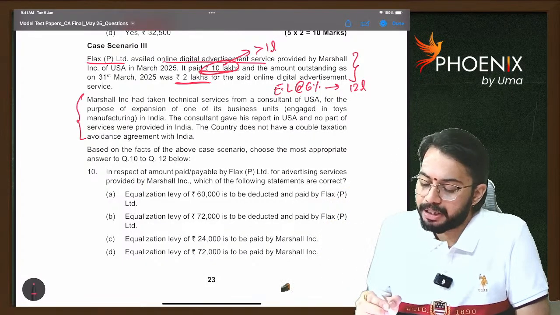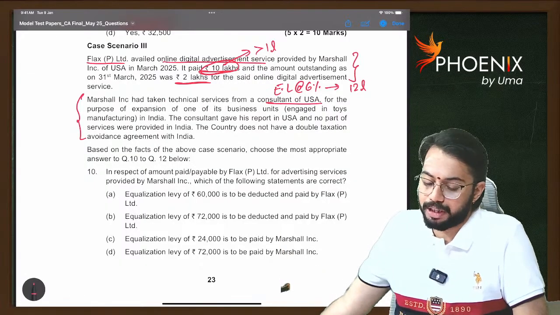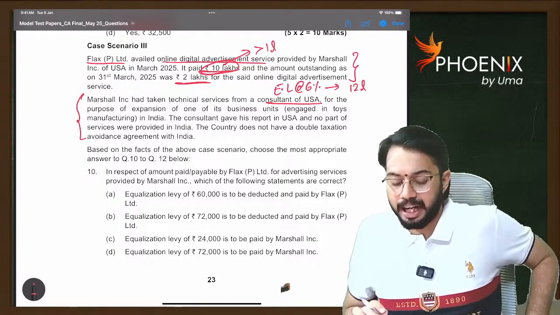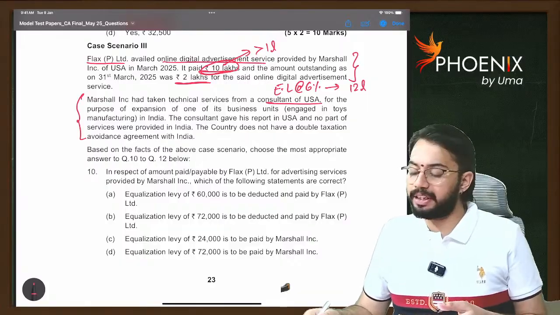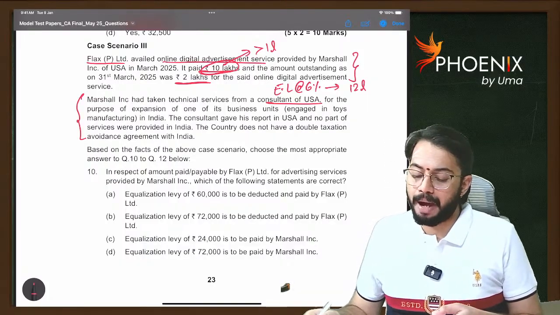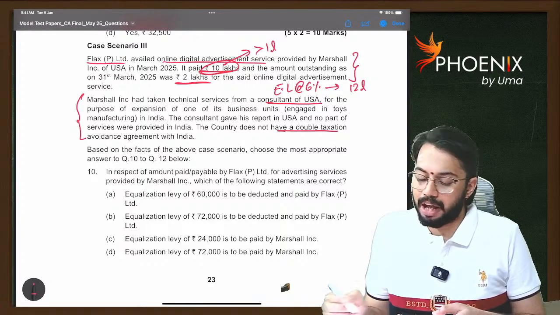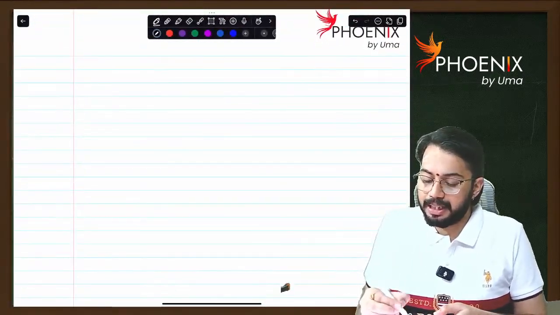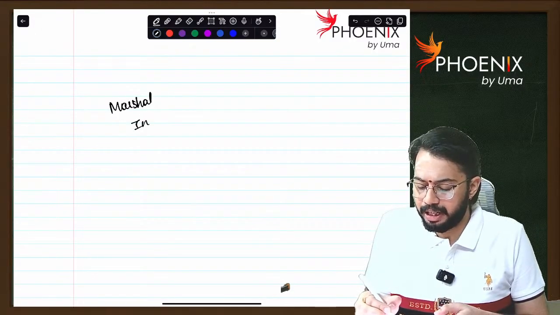Next, Marshall Inc. had taken technical services from a consultant of USA for the purpose of expansion of one of its business units engaged in toys manufacturing in India. The consultant gave his report in USA and no part of services were provided in India. The country does not have DTAA. See, Marshall Inc. is in USA.